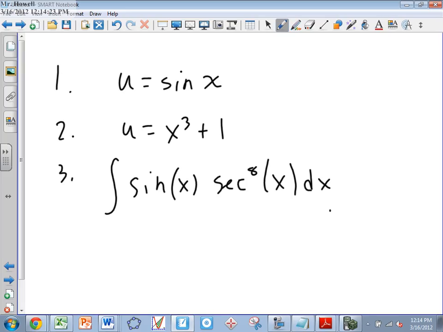So now what is our next option? Alternate. Make secant into 1 over cos. Change something into what? So what is secant defined as? 1 over cos. To the 8th.